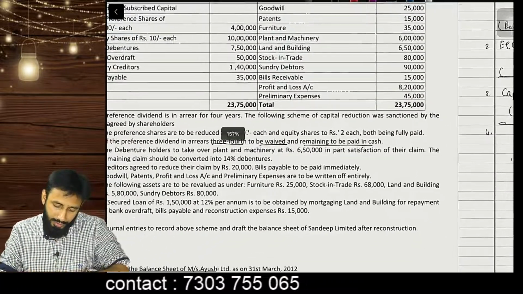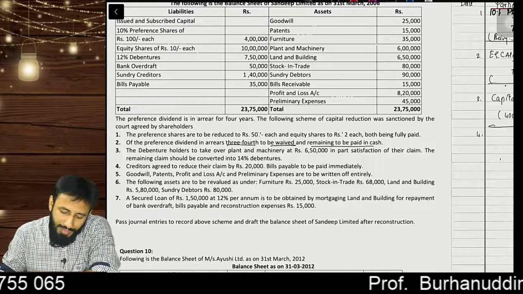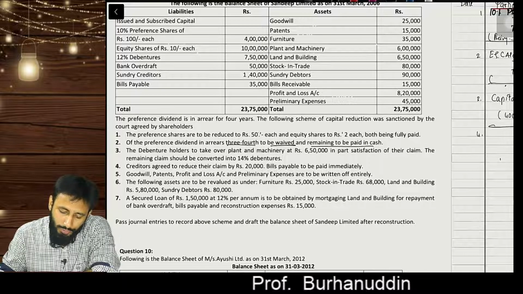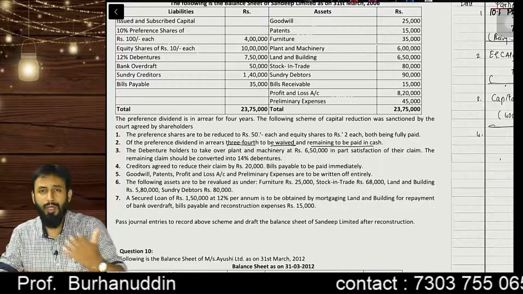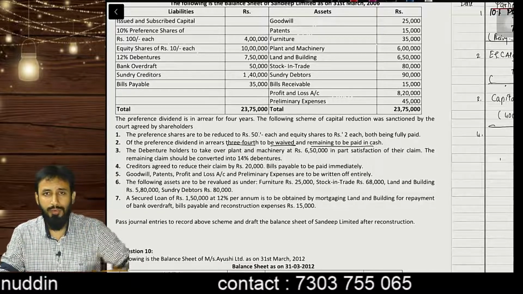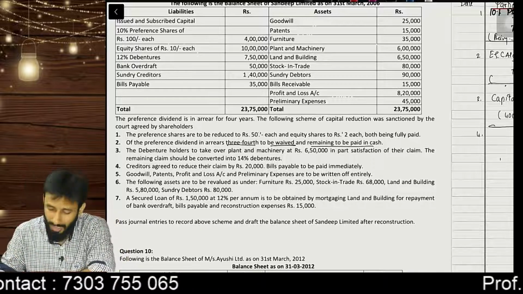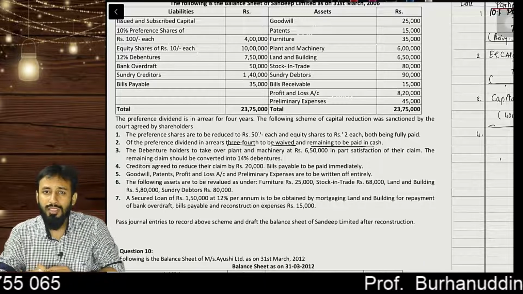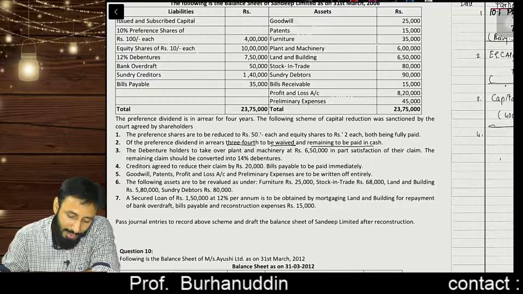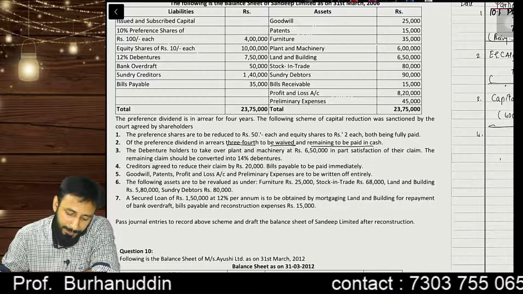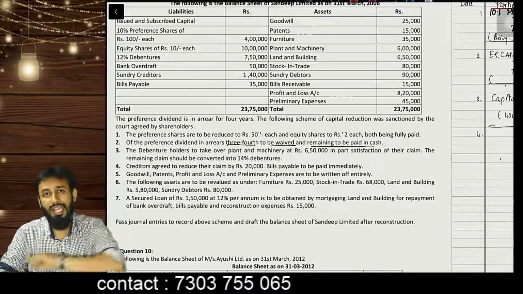The next one is very interesting. They're telling him that the debenture holders take over the plant and machinery at 6,50,000 in part satisfaction of their claim, and the remaining claim should be converted into 14% debenture. Guys, मैं आपको हमेशा बोलता हूँ कि अगर आपने 13%, 12%, 11% डिविडेंड डिबेंचर्स देके आपने उसको हायर रेट ऑफ डिविडेंड दिया, दैट इज जस्ट रोल ओवर, और मेरे लैंग्वेज में इसको बोलता हूँ लॉलीपॉप दिया. यहाँ पे भी वही हो रहा है ना गाइस, I am having 12% preference share, 12% debentures of 7,50,000 and I am giving them 6,50,000 ka asset.